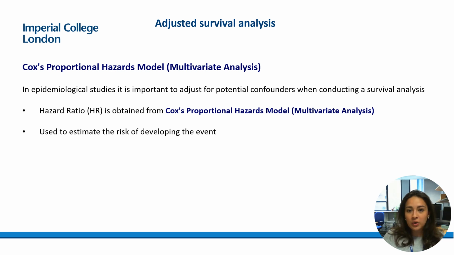And what it basically uses is a regression model that we can use to obtain the hazard ratio. It can be used to estimate the risk of developing the event of interest over our period of time. So in large epidemiological studies, it is important to adjust for potential confounders when we carry out survival analysis. And the hazard ratio, as I said, we can get from this Cox proportional hazard model, and we can use this to estimate the risk of developing our event.